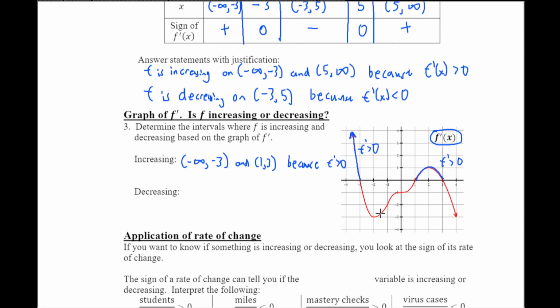So decreasing is just vice versa. Where is f prime less than 0? That's from negative 3 to positive 1, and 3 to infinity, because f prime is less than 0 here.